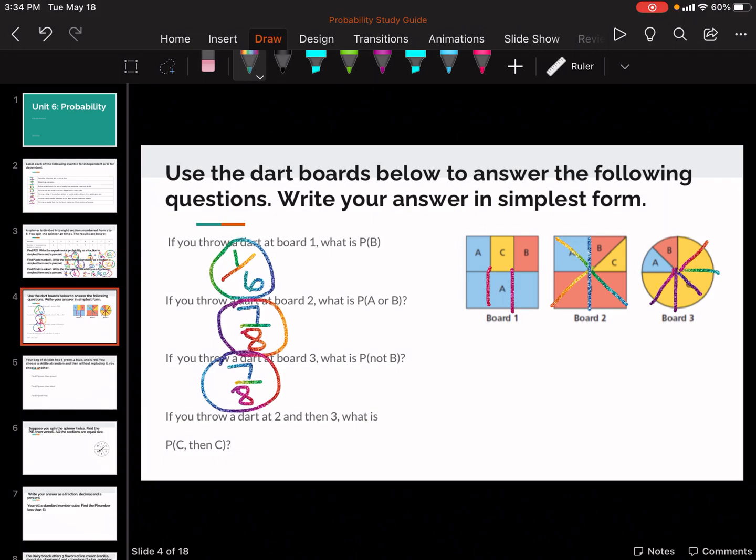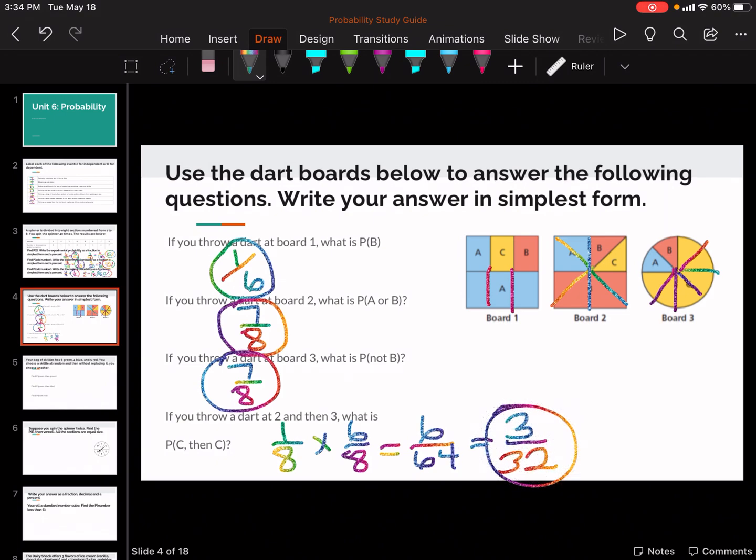If you throw a dart at board 2 and board 3, 2 and then 3, what is the probability of getting a C, then a C? So to get a C on board 2 is going to be 1 out of 8 times a C on board 3, which is going to be 6 out of 8. Multiply straight across, 6 out of 64. Simplify it to 3 over 32. Those are independent because it doesn't matter what you get on the first one for the second one.